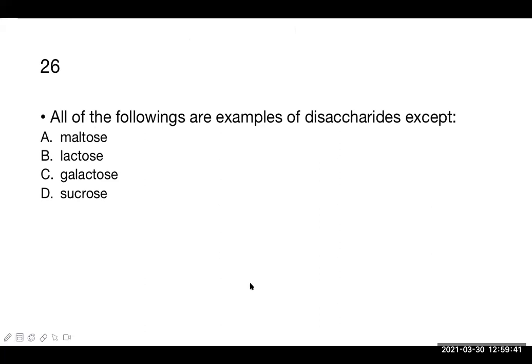Galactose. So one is a monosaccharide and others are disaccharides. So we have to choose which is the monosaccharide here because this is an except type of question, right? So maltose is a disaccharide. Lactose is a disaccharide. Sucrose is a disaccharide. And galactose is not a disaccharide. It's a monosaccharide. So what are the other examples of monosaccharide? Yes, glucose, fructose.